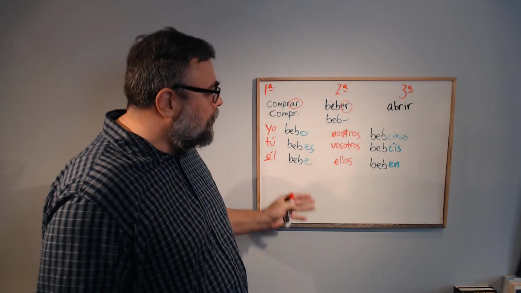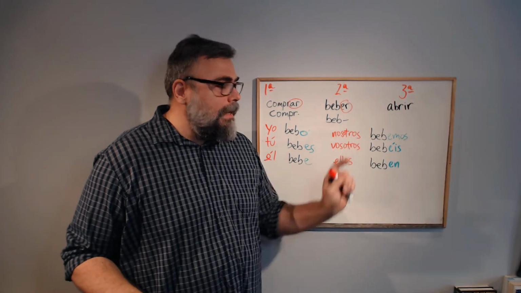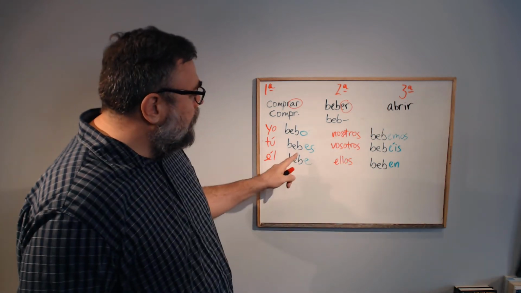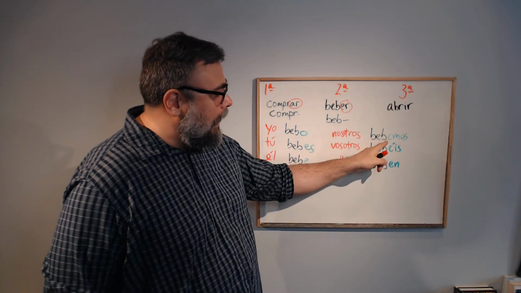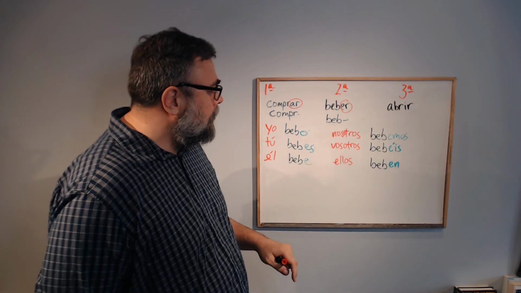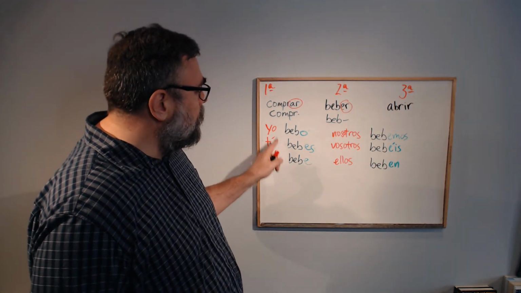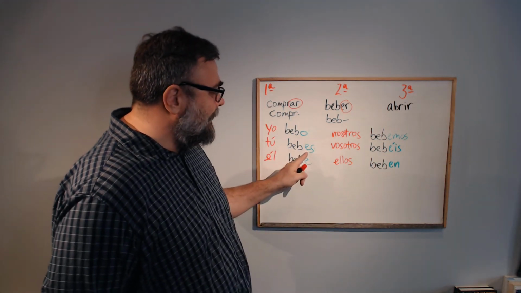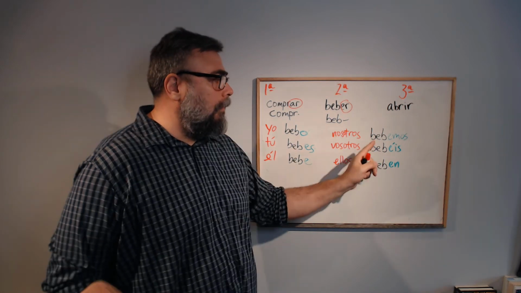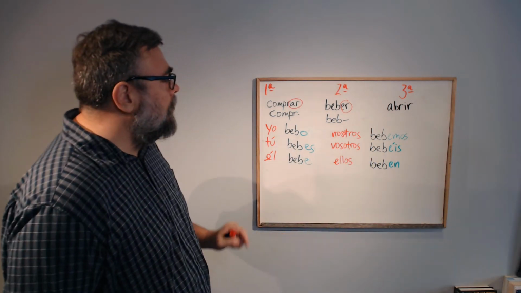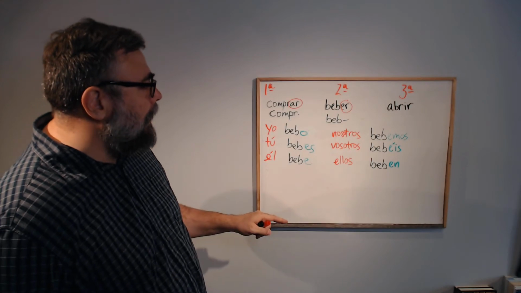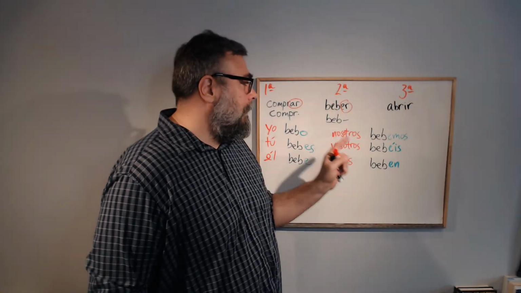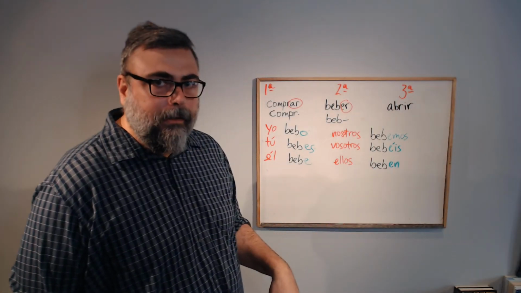What's the difference? Are you spotting the difference? These are ER verbs. There are E's in here instead of A's, right? So, tú compras, but tú bebes. So the O is the same, but we have E's instead of A's. Yo bebo, tú bebes, él bebe. Nosotros bebemos, vosotros bebéis, ellos beben.